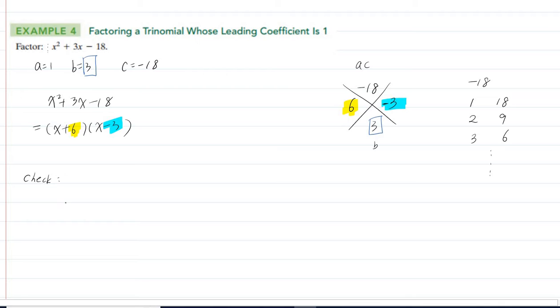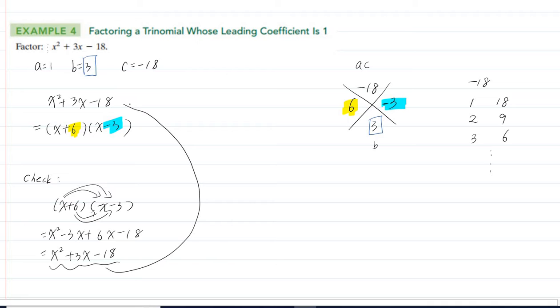If I want to check my answer, all I have to do is write down the solution. Then I'm going to use the FOIL method, or whatever method you like to use. So I'm going to double check: that will be x squared minus 3x plus 6x and minus 18. Then I simplify this, and I realize that will be x squared plus 3x minus 18. So then double check: is it the same as the original question? If it's the same, then you got it correct. Okay? Always double check your answer.